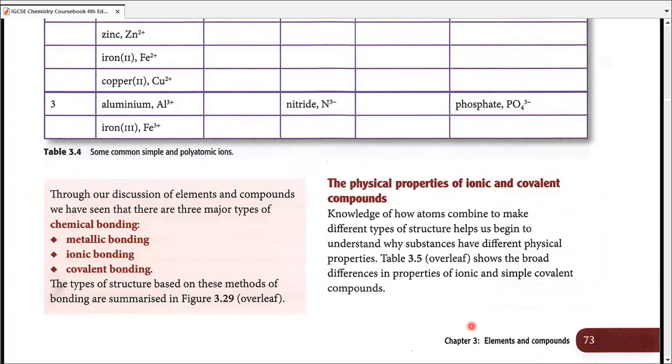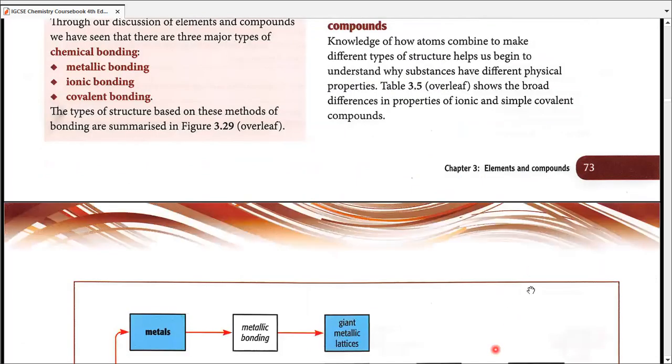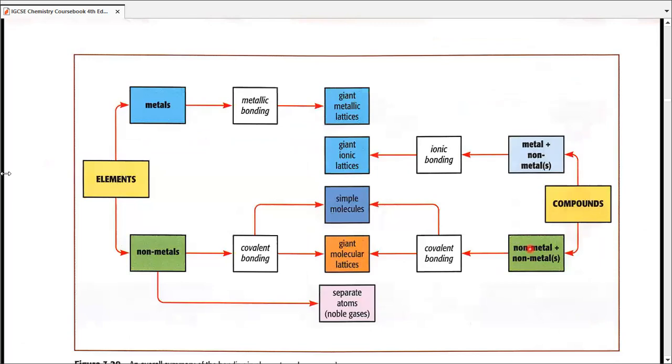So in order to discuss their properties, we first need a big mind map. Let's discuss a big mind map. Now, all the elements are divided into either metals or non-metals. When metals combine, that's metallic bonding. When non-metals combine, it's covalent bonding. Non-metals with covalent bonding may give you simple molecules or sometimes giant molecular lattices, which we are still to discuss. We haven't discussed them. Non-metals such as noble gases exist as separate atoms.